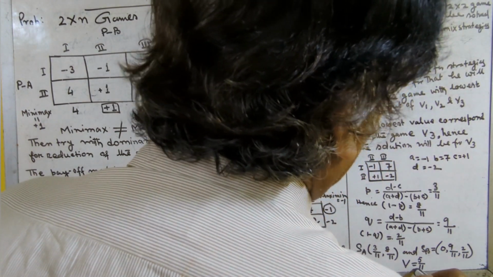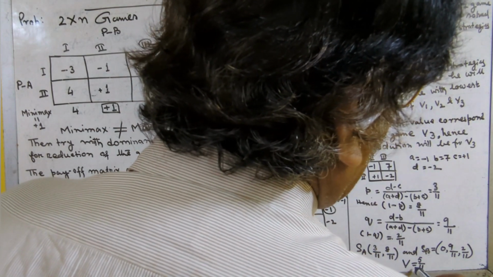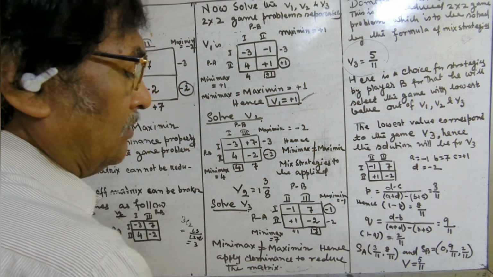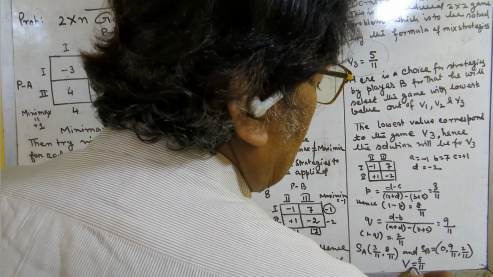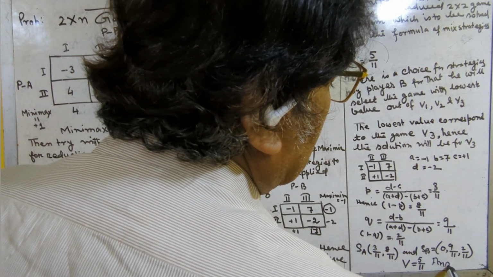And the value of the game you have already computed with the application of the formula of the algebraic method that I have discussed already in my last video, that is V is equal to 5 by 11, and this is the answer of this problem.